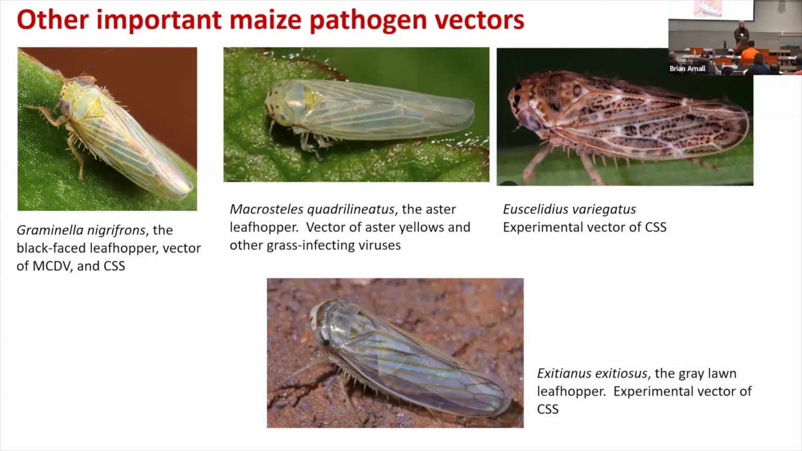This is the gray lawn leafhopper, mostly in Bermuda grass and other grasses, but it will show up in the corn maize ecosystem. Important because it's also an experimental vector of CSS. In fact, there's a lot of experimental vectors, meaning that they were forced to transmit corn stunt in the laboratory. How important they are out in the field, we do not yet know, but we're hoping that our colleagues will be able to answer those questions.